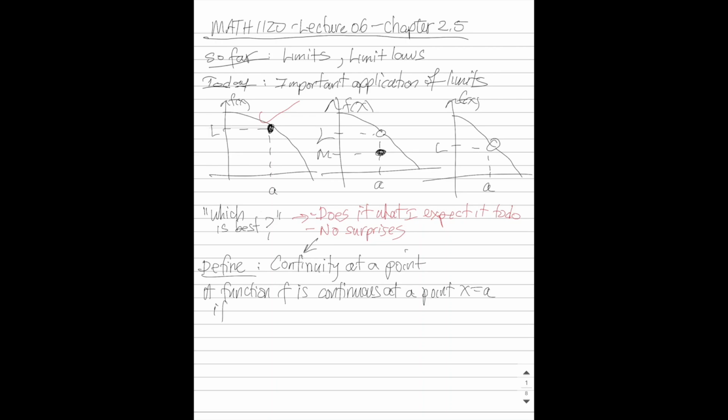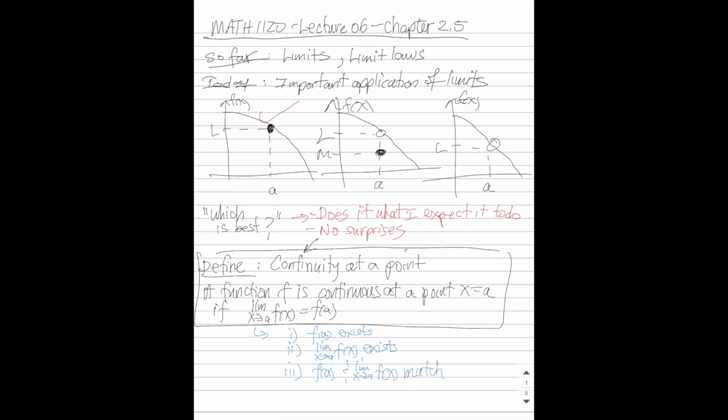We'll say that a function f is continuous at a point x equals a if the limit of the function at that point matches the value of the function at that point. In this definition are built in three things. Number one, your function has to have a dot at the point you're interested in. Number two, your function has to have a limit at the point you're interested in. And number three is the important one. f of a and the limit, as you get closer to a, have to match. This is the part that avoids the surprises.